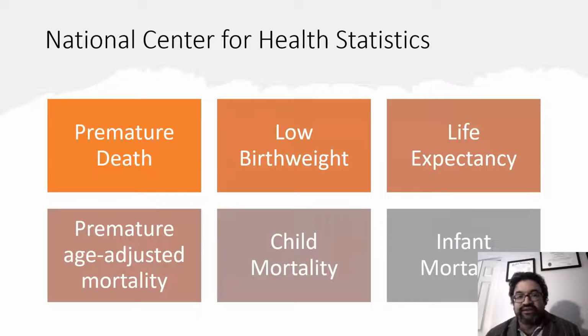So one of the major data sets that's included within the county health rankings is coming out of the National Center for Health Statistics. And there's about 6 measures that are part of it. That's premature death, low birth weight, life expectancy, premature age-adjusted mortality, child mortality, and infant mortality. So these are the 6 main variables that are included within the National Center for Health Statistics.